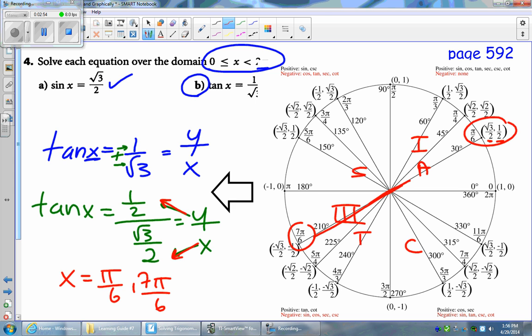Now you may be wondering, but negative root 3 over 2 is not the same thing as root 3 over 2. Sorry about that, these are both negative. So when you divide two negatives together, you're always going to get a positive value. So that's why this is also considered a solution, 7 pi over 6. And that's how you do this question.